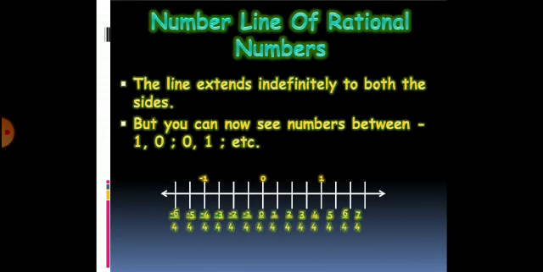Number line of rational numbers. The line extends indefinitely to both sides, but you can now see numbers between 1 and 0, 0 and 1, etc.